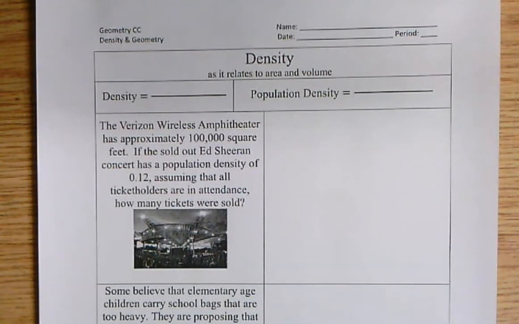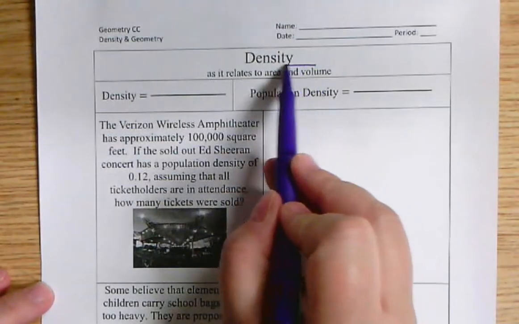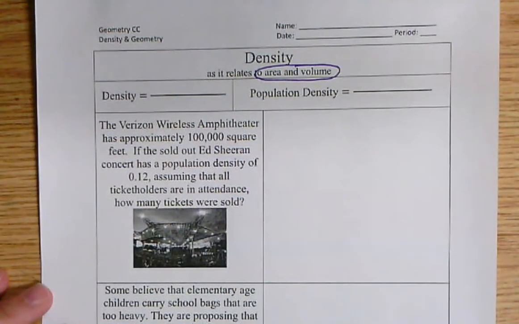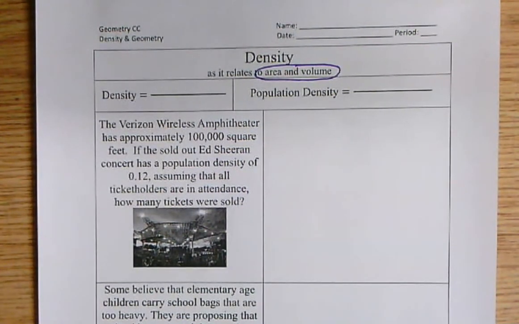Ms. Backfish, and I am talking to you today about density. And density in geometry very often has to do with area and volume. And sometimes you hear people talk about population density. You could talk about the density of an object.